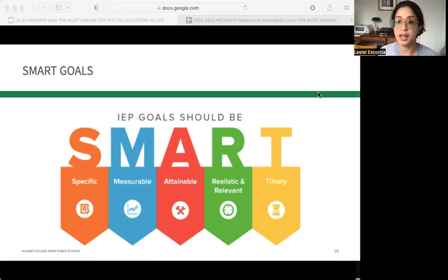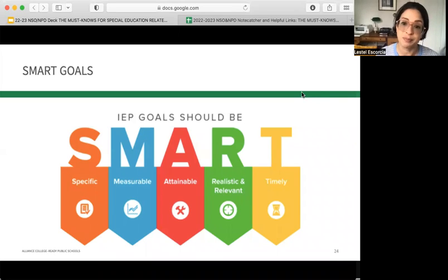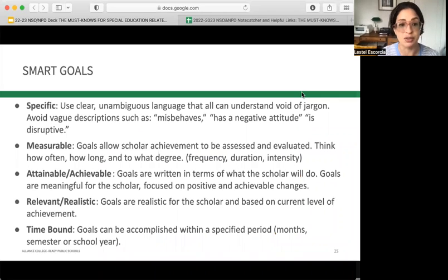So in the previous section, we focused on present levels of performance. That summary should give us a lot of really good information that will help us draft our goals. And we want our goals to be SMART. What does that mean? SMART stands for specific, measurable, attainable, achievable, relevant, realistic, and time-bound. So go ahead and just take a minute to review what each of those mean independently.